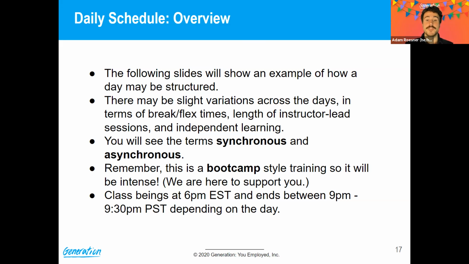Now, if it's an asynchronous session on a synchronous day, okay, you will stay in this Zoom call. You will just likely be put into breakout rooms to work asynchronously on your assignments. If it's an asynchronous day, there will not be a Zoom call requirement. You will not be required to sign on to the Zoom call unless your pod leader has instructed you otherwise.